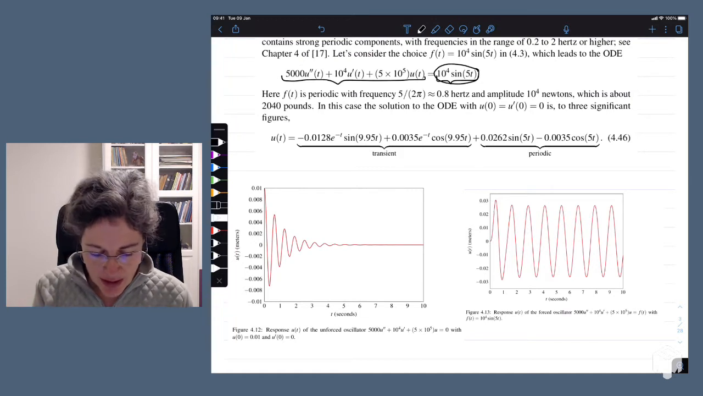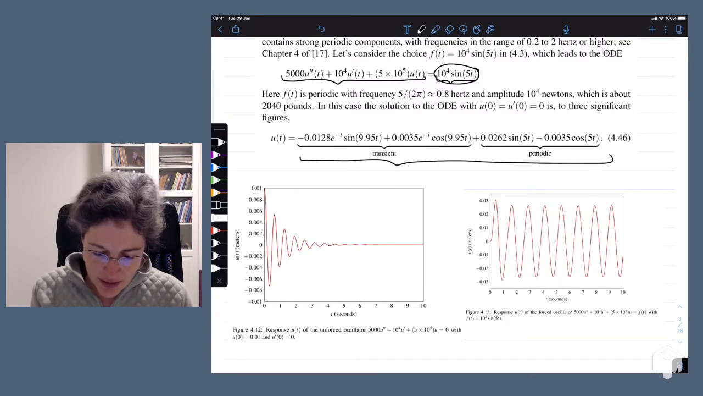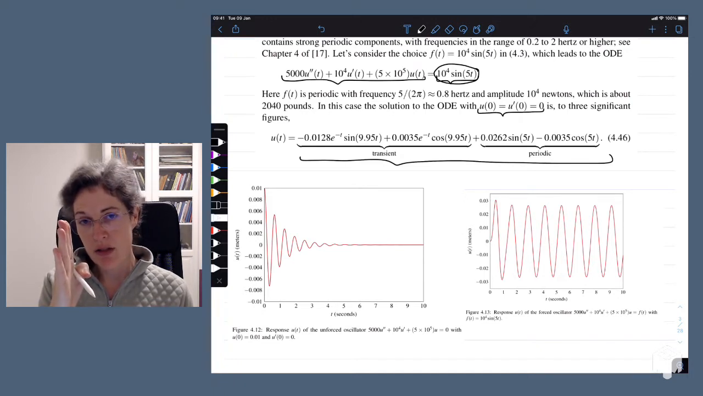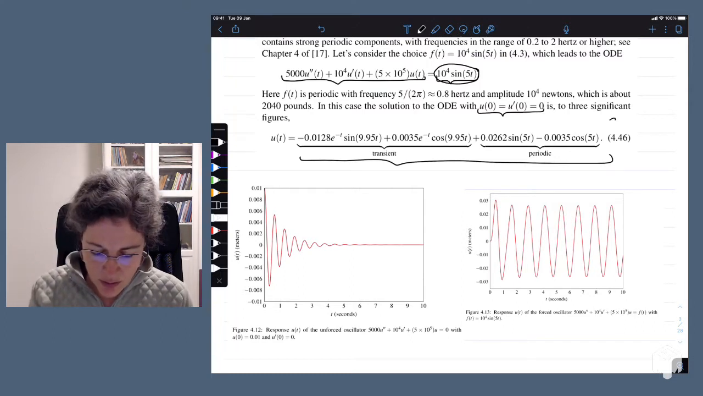And the solution that you get looks like this over here. And if we take simple initial conditions, so we're saying there's no initial movement, no initial displacement, no initial velocity, so our building is standing perfectly still, and then the earthquake starts. What happens? Well, the displacement is going to look like that.